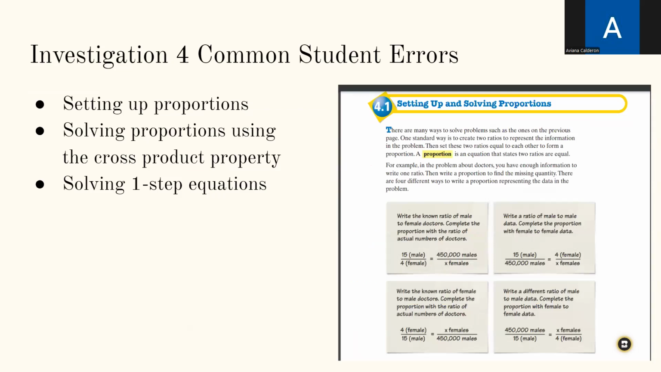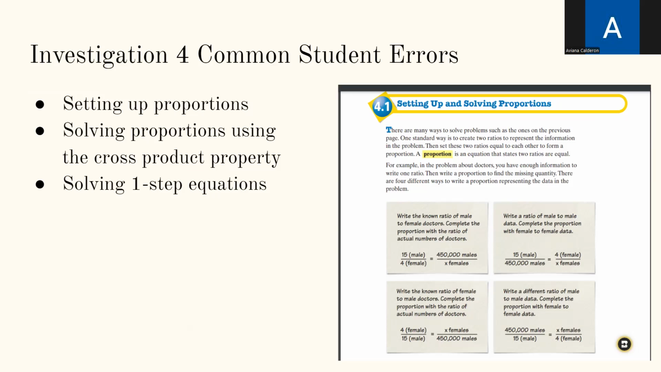Investigation 4, common student errors. A proportion is an equation that states two equal ratios. Typically, when you have one ratio equal to another, one of the components within each ratio fraction is missing. And the objective of these problems is for students to find that missing component. Now, common student errors might develop when setting up the proportions. For instance, if they are given a word problem and they have to first set up the proportion before solving.